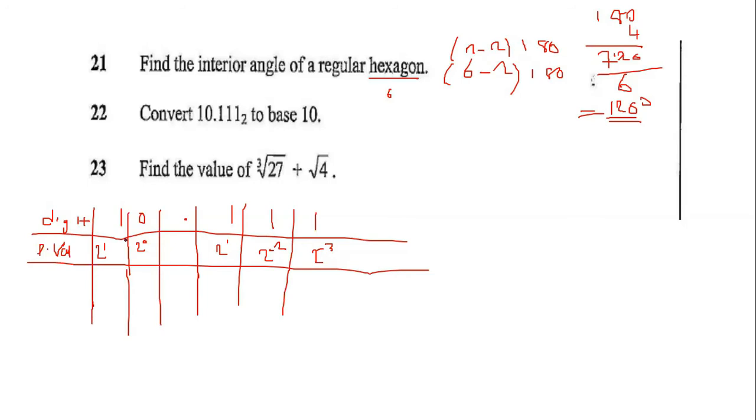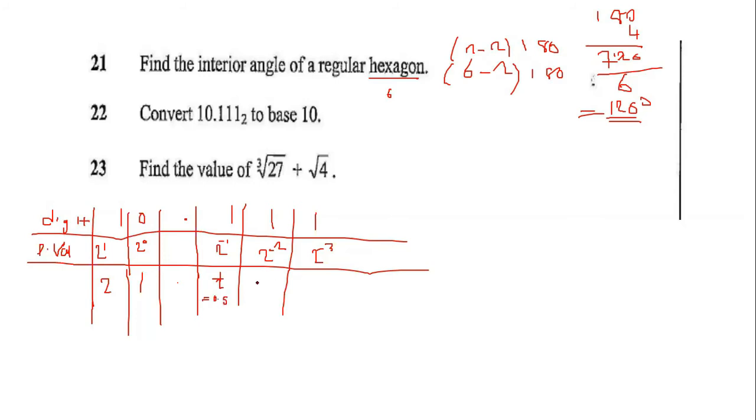Here, 2 to the power 0 is 1, because any number to the power 0 is 1. Then this is 2 to the power 1, which is also 2. Then this is your point, you leave it. Then 2 to the power -1 is the same as half, which can be written as 0.5.